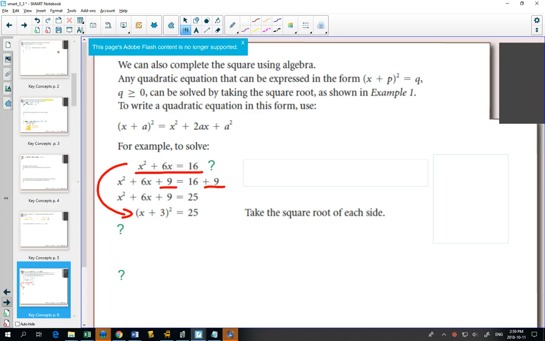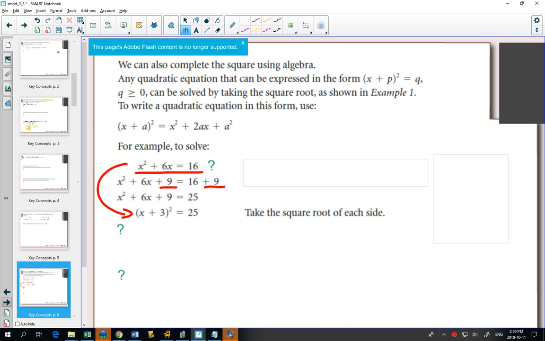How'd you get the extra 9? Well, if I have a 6x, this has to be a 3. And if that's a 3, there should have been a 9 there to make it equal. Okay? So this is what it's going to look like for a question for us.